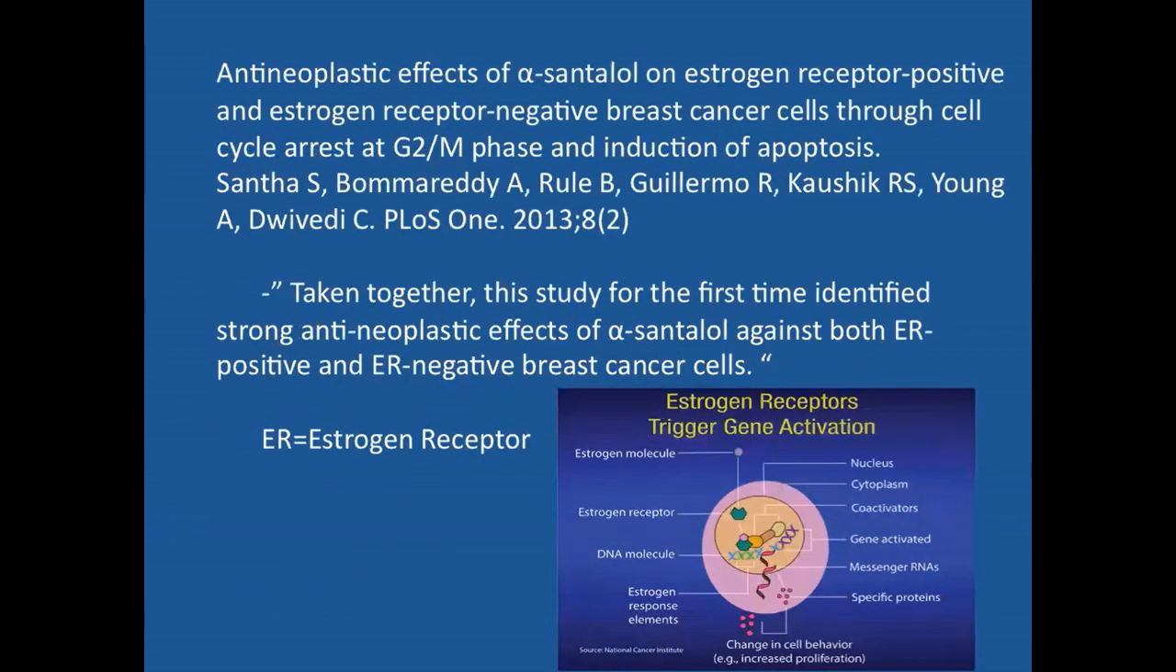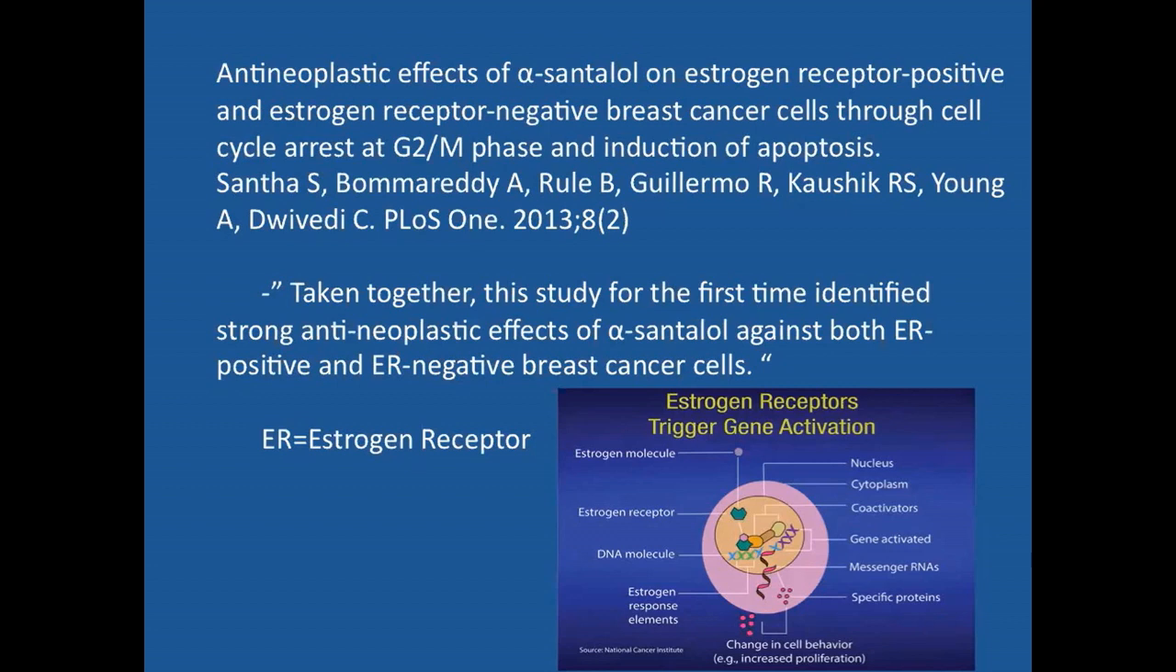And another one from 2013, anti-neoplastic effects of alpha-santalol on estrogen receptor positive and estrogen receptor negative breast cancer cells through cell arrest at the G2/M phase. So the G2 and M phase, growth 2 is what G2 stands for, and that's during the phase of the cell that's growing. And then the M is the mitotic phase, and induction of apoptosis.